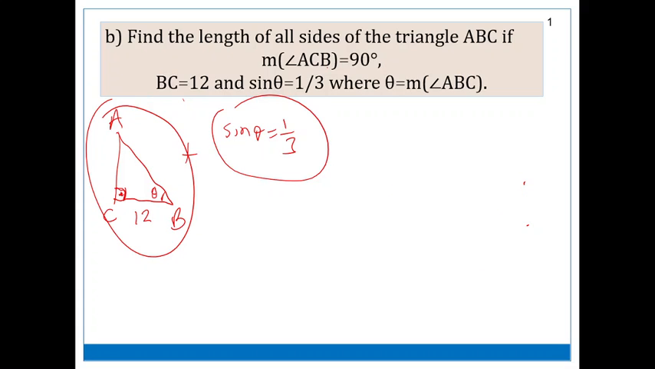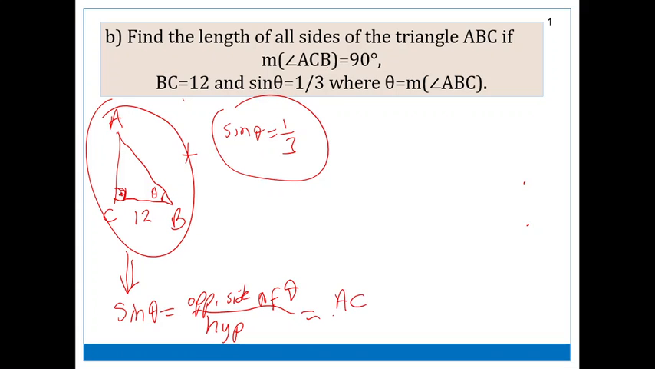Okay, we will try to find the sine theta by using the triangle. What is sine theta? Sine theta here is the opposite side for theta divided by the hypotenuse. And this is equal to AC divided by, so AC is the opposite side for theta, as you see. This is the hypotenuse, so it will be AC over AB. And we know this is equal to 1 over 3 from here.